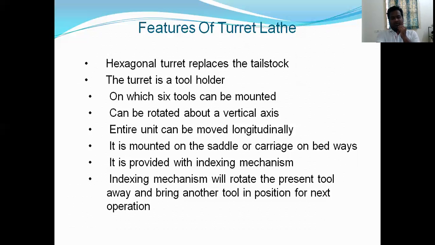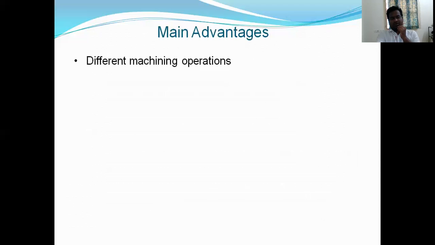These are the features of turret lathe. The hexagonal turret replaces the tailstock, and it is a tool holder on which six tools can be mounted, and it can be rotated about the vertical axis. Entire unit can be moved longitudinally. It is mounted on the saddle or carriage on bedways. It is provided with indexing mechanism. Indexing mechanism will rotate the present tool away and bring another tool in position for next operation.